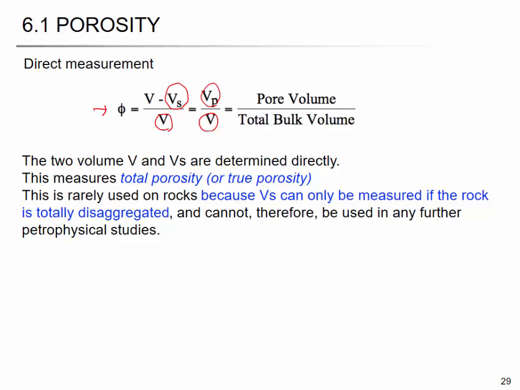And what the direct measurement does is that you have a rock core, and you just grind it. So first you measure the bulk volume, and then you grind it, and then measure the grain volume. Maybe using the pycnometer. You can just pour it in the graduated cylinder, then changing fluid volume will give you the grain volume, right? So this is rarely used on rock because the solid volume can be measured only if the rock is totally disaggregated. And then after that, it cannot be used for any further petrophysical studies. So you're wasting a core. You consume one core for that.